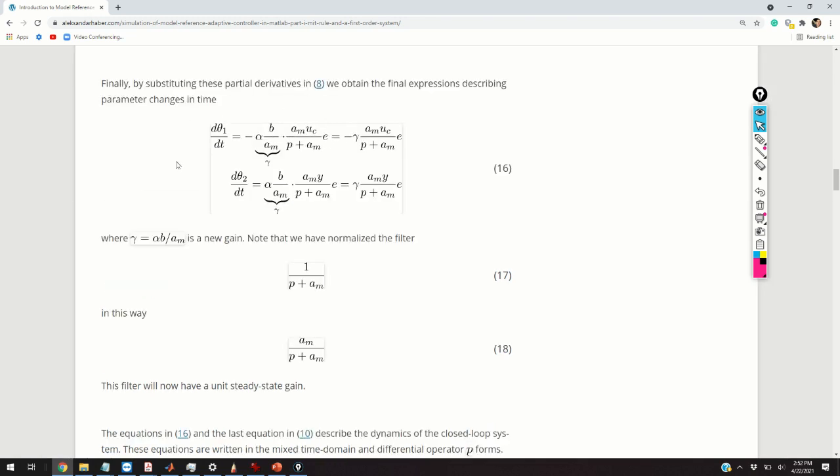Equation 16 is very important since it specifies the change of the parameters theta 1 and theta 2 with respect to time. We see that theta 1 and theta 2 are functions of error, control gain, system output, and the input to the reference model, plus we have these filters over here. These equations in equation 16 should be coupled with equation 10.